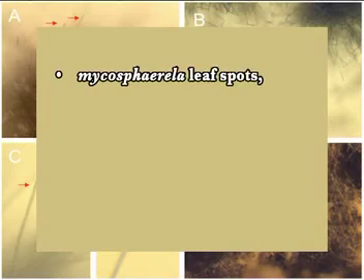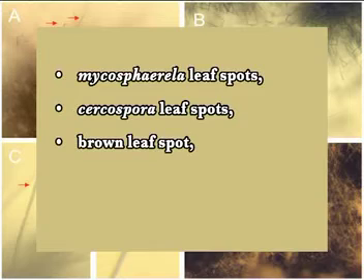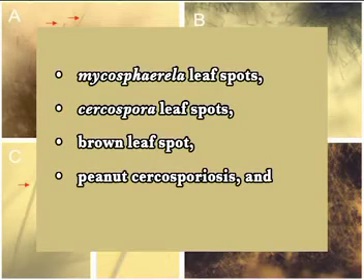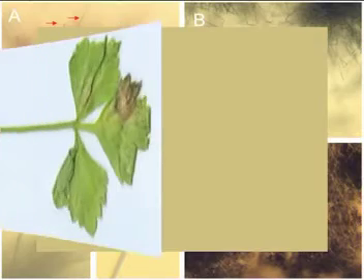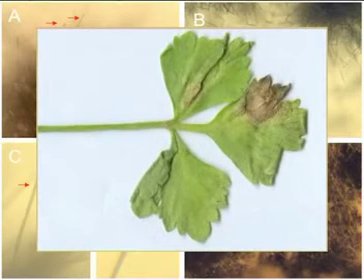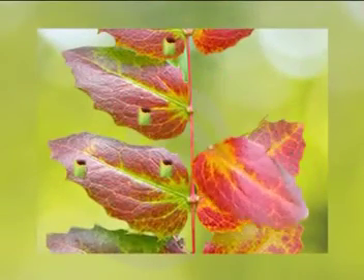The disease is also known by different names: Mycosphaerella leaf spots, Cercospora leaf spots, brown leaf spot, peanut cercosporosis, and Tikka disease of groundnut. Leaf spots damage the plant by reducing the available photosynthetic area by lesion formation and by stimulating leaflet abscission.